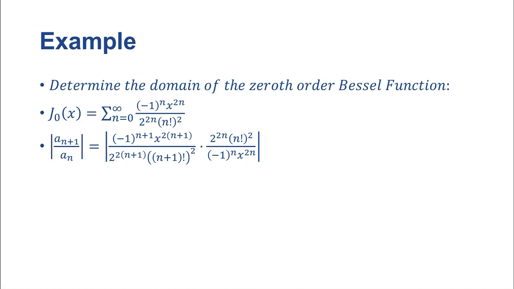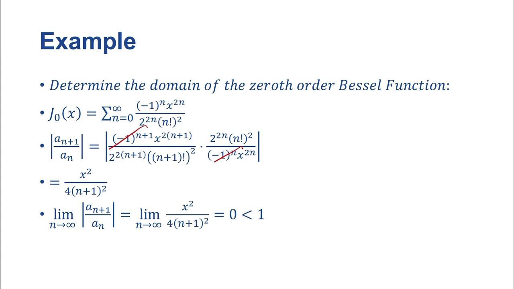Okay, so we can do a lot of simplification. These guys are going to go away because of our absolute value. And then we can also take care of some of the exponents as well as the factorials. What we are left with is x squared over 4 times n plus 1 squared. So now we can take the limit as n goes to infinity, and since we have this n plus 1 and then we square it, we know that for any value of x, our limit is going to be less than 1. So that is how we do that.